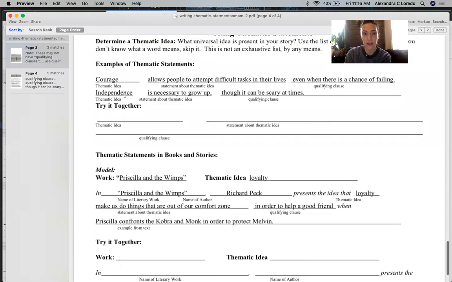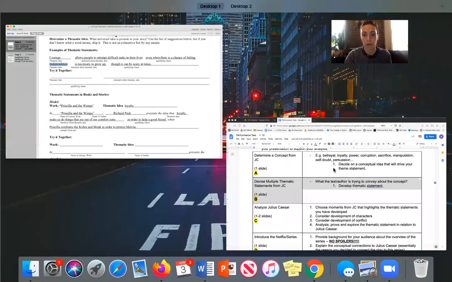Second example is independence. Independence is the concept or the idea, and the statement about that idea is that independence is necessary to grow up. Again, nothing wrong with that sentence, but let's take it to a 12th grade level, though it can be difficult or scary at times. I don't really like that word scary, but this is a pre-made document. So independence is necessary to grow up, although it can be difficult at times. That's a different statement than independence is necessary to grow up. So I really want you to make sure that you have those three components when you're doing your thematic statement. And I'll check in with you to make sure that your thematic statement has all three of these components and that it's really clear and really sharp and powerful before you move forward through the rest of the project.